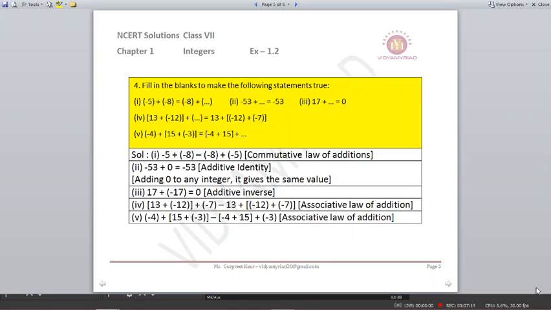Second part, -53 plus dash is equal to -53. What should I do now? My answer should come -53 only. So if I add 0 to any number, my answer will remain the same.